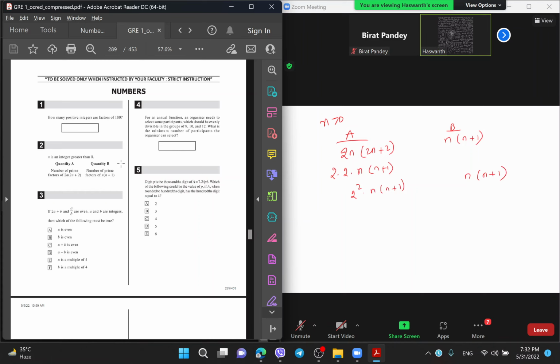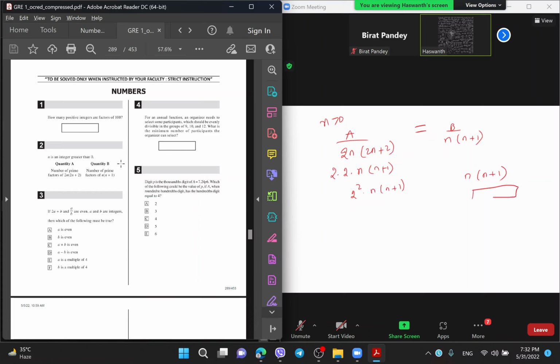Now n into n plus 1 is divisible by 2. Product of two consecutive integers is divisible by 2. So in n into n plus 1, in the prime factors list, 2 is already included. So here we are multiplying 2 square. Because of multiplying 2 square, all we are doing is increasing the power of 2 present in n into n plus 1. We are not bringing any new prime factor. So both the quantities will have the same number of prime factors.